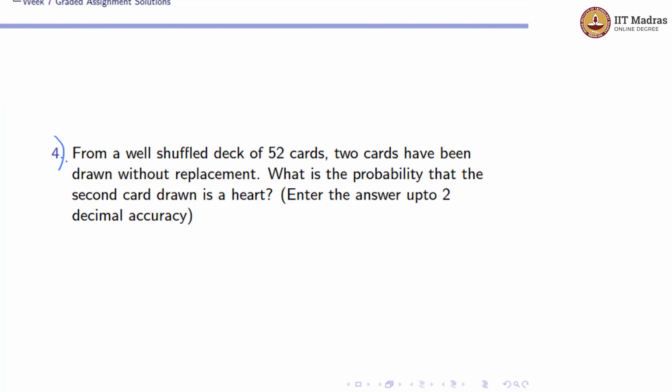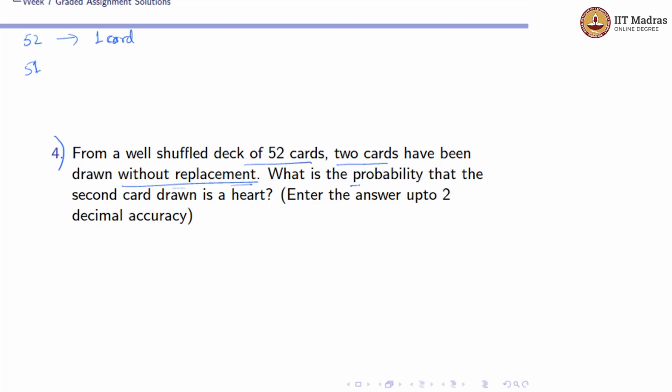Question number 4. From a well-shuffled deck of 52 cards, 2 cards have been drawn without replacement. So we have 52 cards initially, and from there 2 cards have been drawn. First you draw 1 card, and it also says without replacement. So once you draw 1 card from a deck of 52 cards, you will only have 51 cards remaining when you draw the other card. This is what is meant by without replacement.